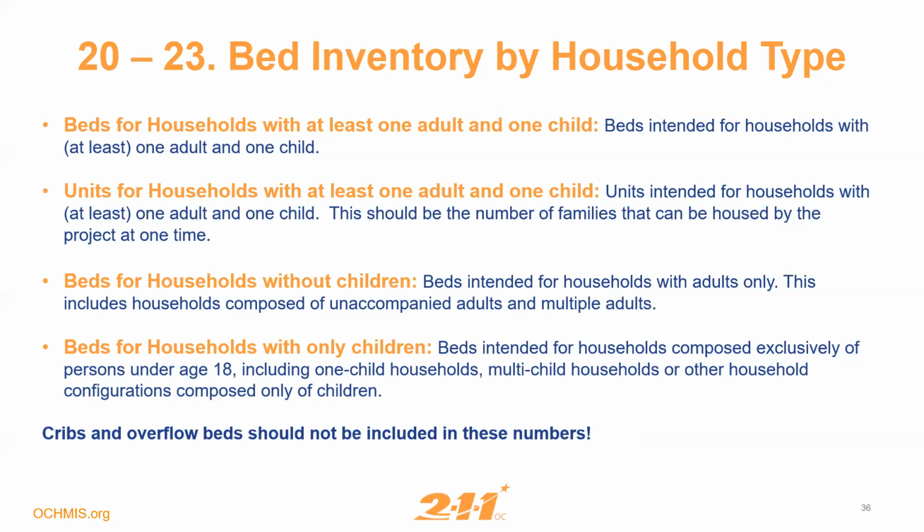Then there are beds for households with only children. So this is where you will report beds for households composed exclusively of persons under age 18, including one-child households, multiple child households, or other household configurations composed only of children. And we just want to make a note that crib and overflow beds should not be included in these numbers. So if you have any cribs and overflow beds, do not report them in questions 20 through 23. So now we're going to go over the new calculation process.